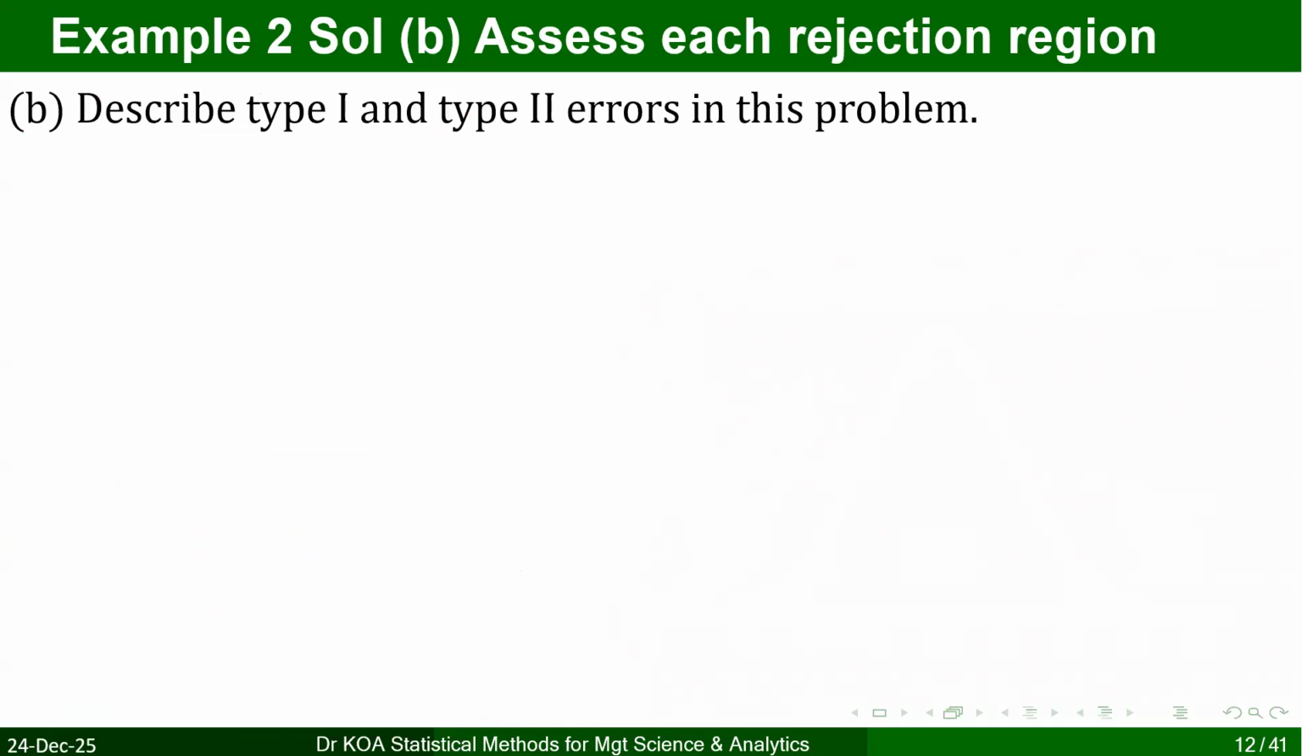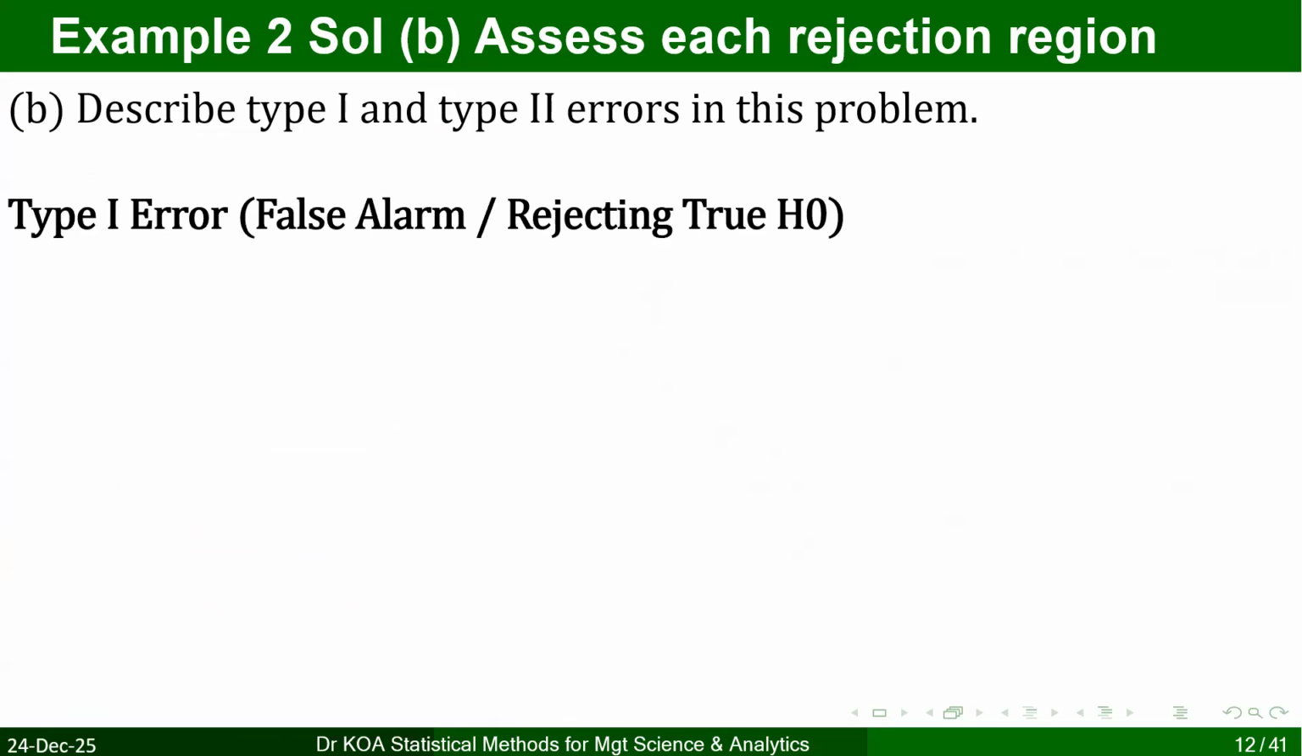Now, the second point is: describe the type 1 and the type 2 errors in this problem. How do you describe it? First thing, what is a type 1 error? False alarm.